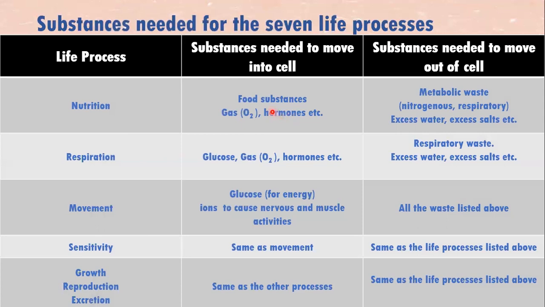So we want to look at how substances are needed for the 7 life processes. You have nutrition, respiration, movement, sensitivity, growth, reproduction, and excretion. And all these processes need substances to come in and waste to go out. So if you pick nutrition, food substances will have to come in, gases will have to come in, hormones will have to come in. Then substances that will move out of the cell are metabolic waste, respiratory waste, and excess of useful substances. They all have to go out of the cell.